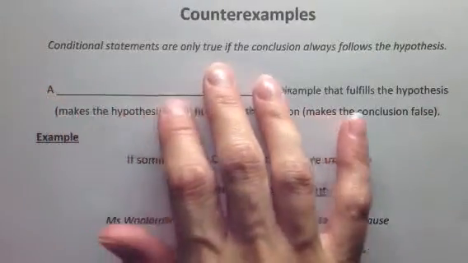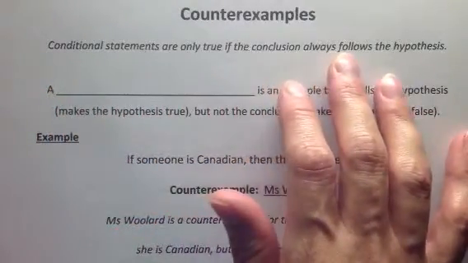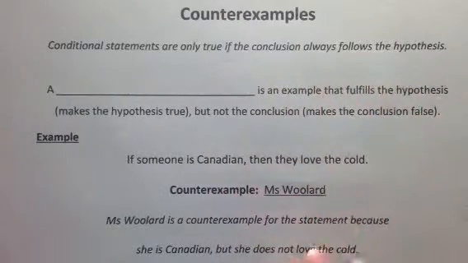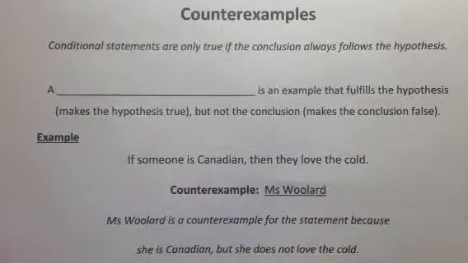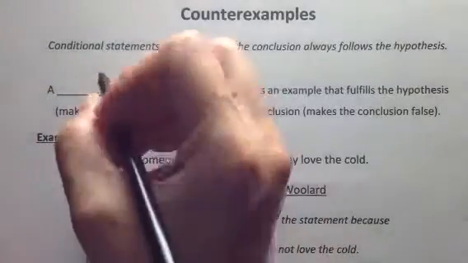Conditional statements are only true if the conclusion always follows the hypothesis. So it's actually kind of tricky to prove that something is true, but it is very easy to prove that a conditional statement is false. To do that, we're going to use a counterexample.